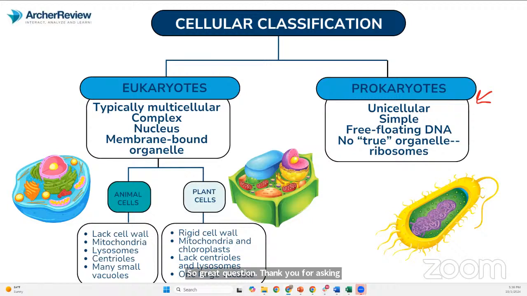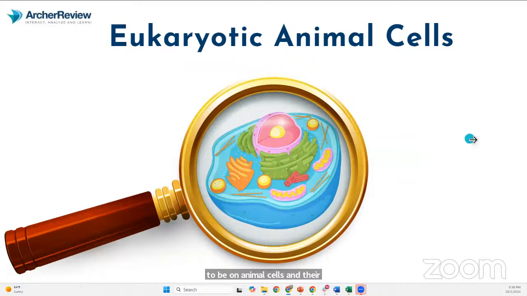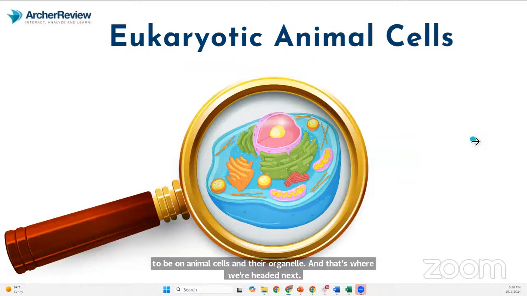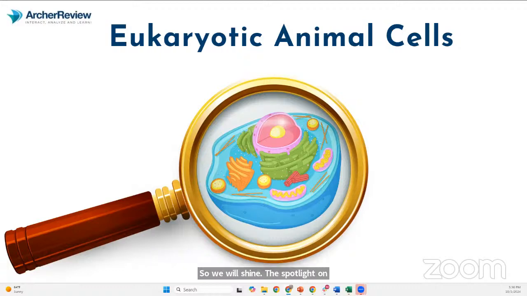Because you're studying for the TEAS, our primary focus is going to be on animal cells and their organelles, and that's where we're headed next. So we will shine the spotlight on eukaryotic animal cells. Those are the cells that make up us. And we are going to take a deep dive now into their key organelles.